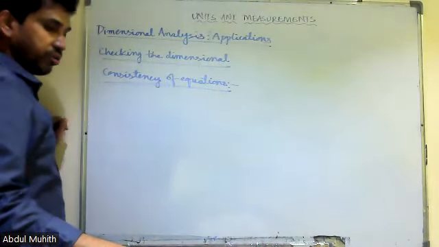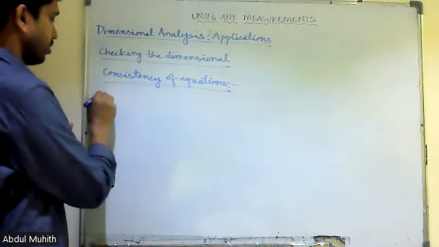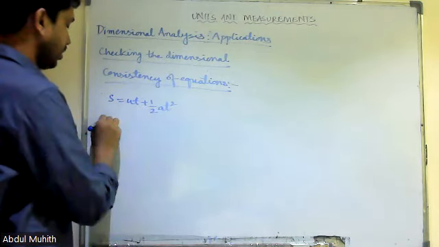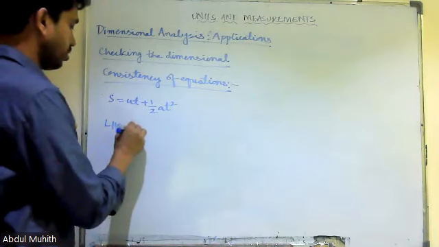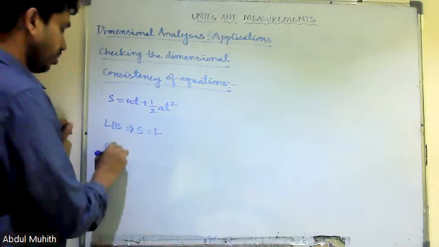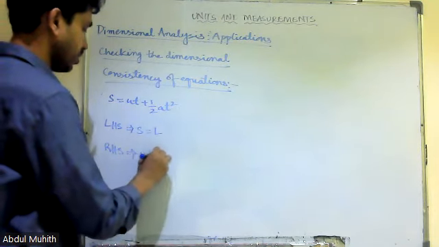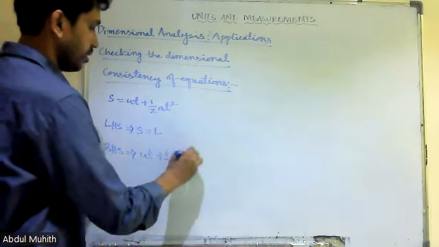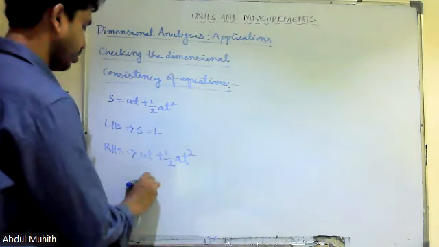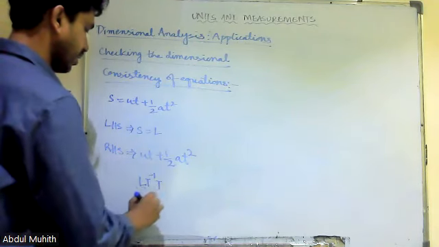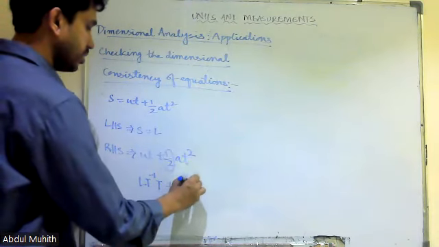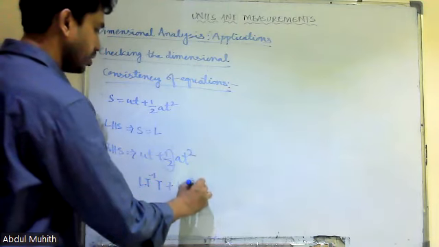Now here we have to check s is equal to ut plus half a t square. So what is that? LHS is S, which is L, since S means distance. Now your RHS is ut plus half a t square. U is initial velocity, L T to the power of minus 1, and t is again T. Plus half is not having any significance. The acceleration is L T to the power of minus 2, and then t square.